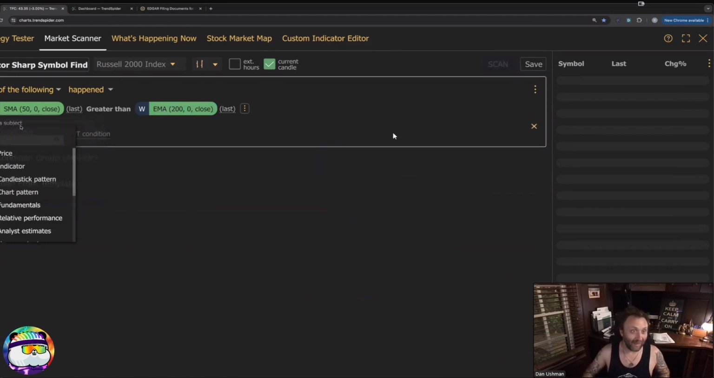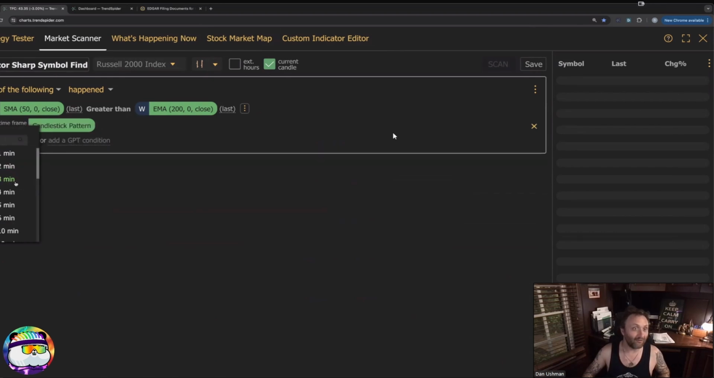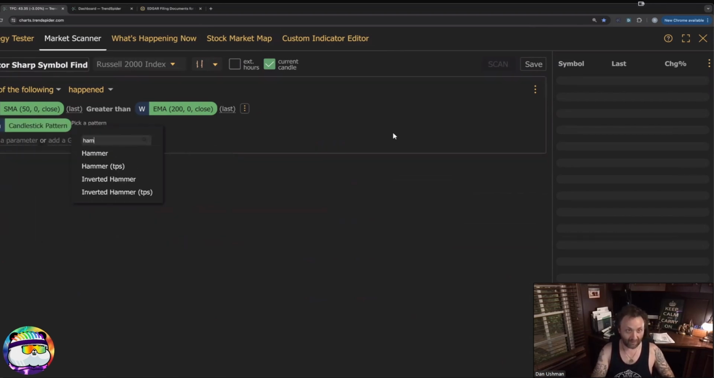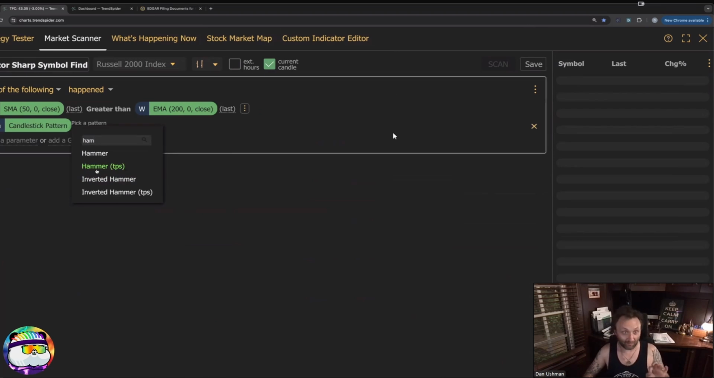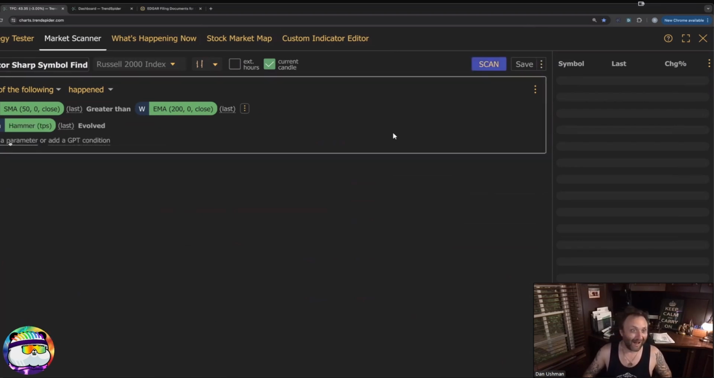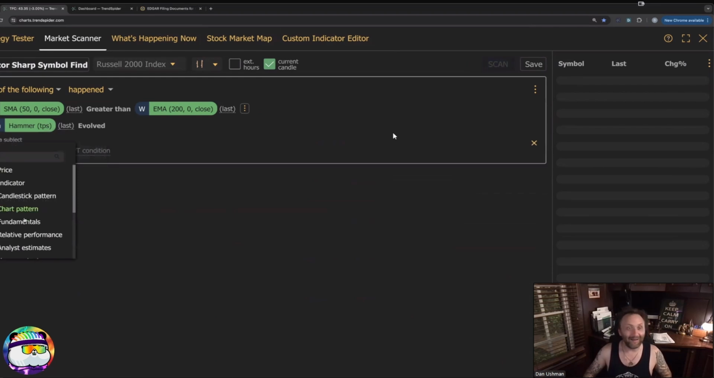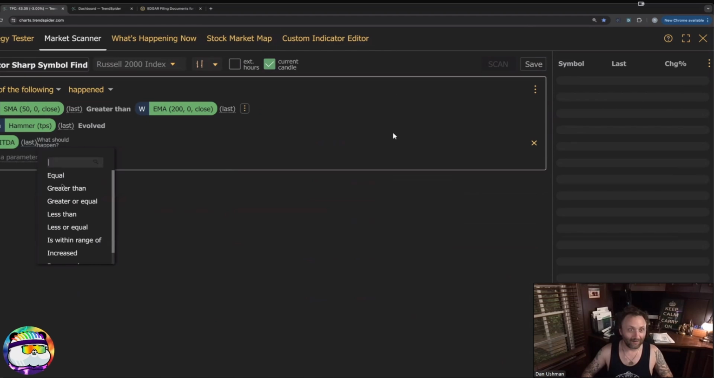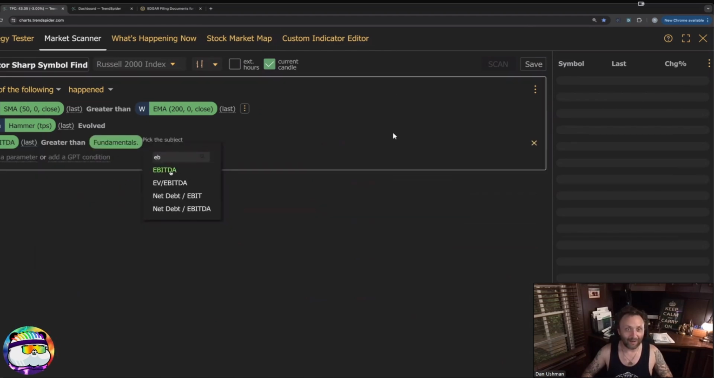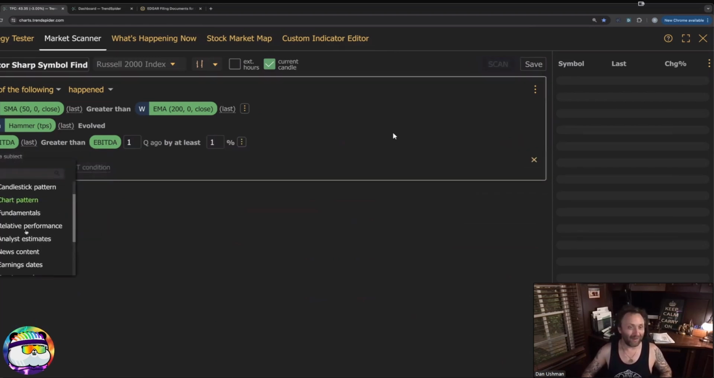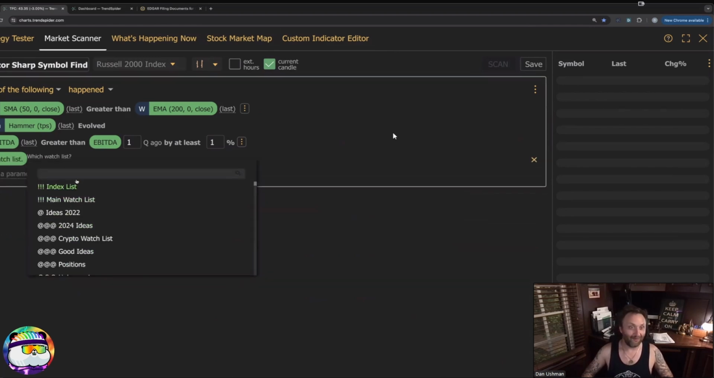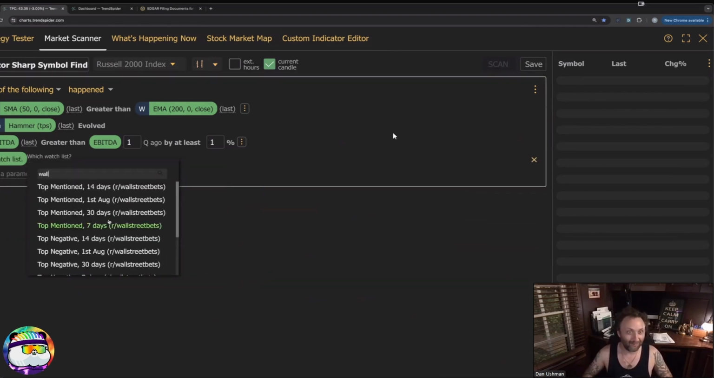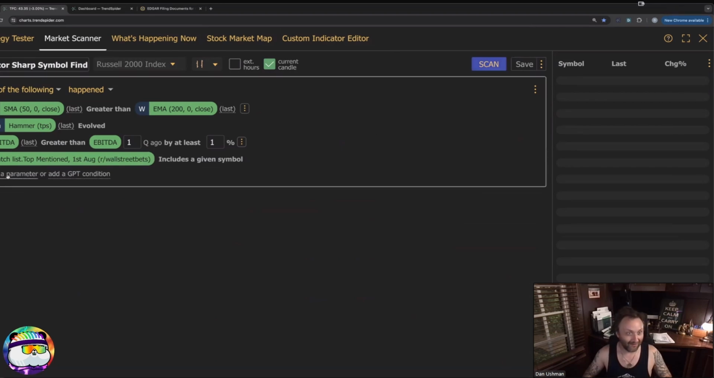Next, let's go to condition, add condition. And here we're going to say, you know what, that's cool, but I only care if on the 5-minute chart, there's a hammer. And not just any hammer, a Thomas Bulkowski hammer, right? Then you might say, I also only really care if its EBITDA this quarter is greater than its EBITDA last quarter by 1% or more, right? And then, that's cool, but I also only care if it's popular in Wall Street Bets right now, right? So we'll pick top mention on Wall Street Bets today.